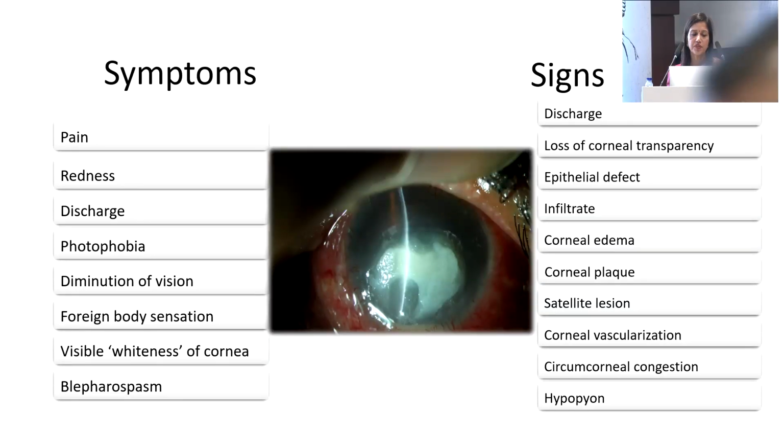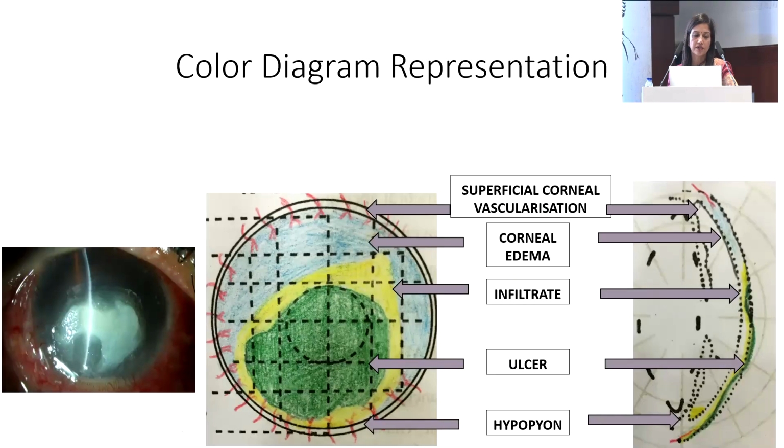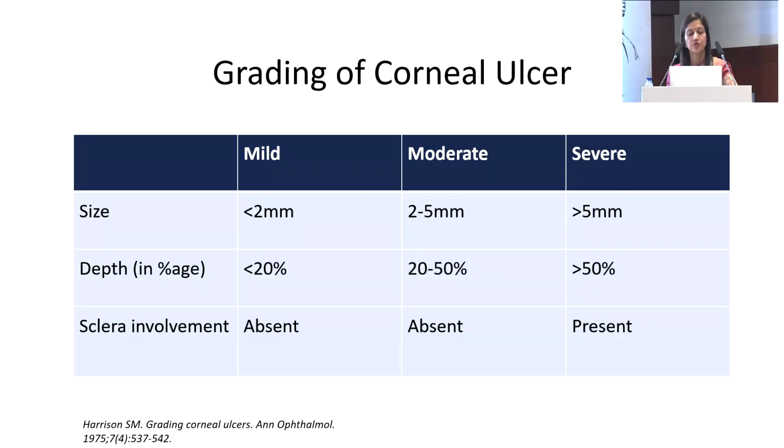Symptoms we know very well: pain, redness, discharge, blepharospasm, defective vision, and signs also: discharge, loss of corneal transparency, epithelial defects, satellite lesions, etc. We should document the patient's findings, which is very easy to do and helps us in monitoring the patient. Superficial vascularization is drawn in red lines, corneal edema in blue, and infiltrate and ulcer are shown in green.